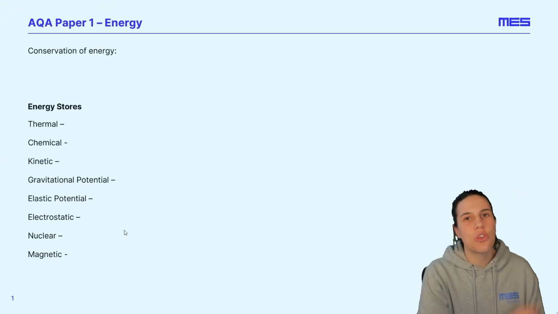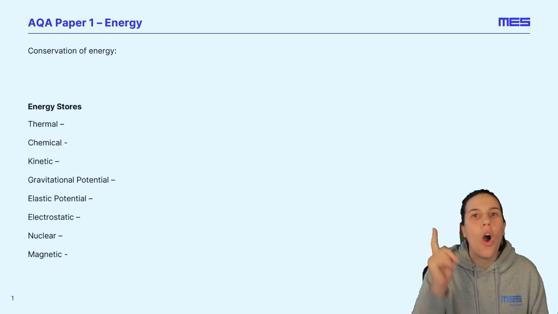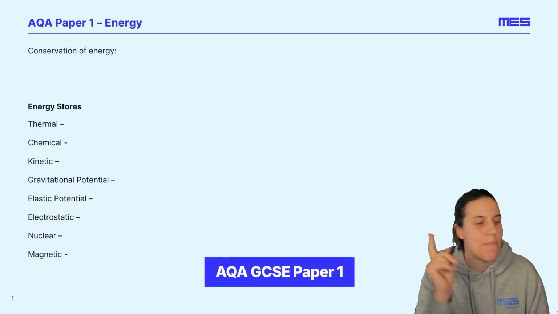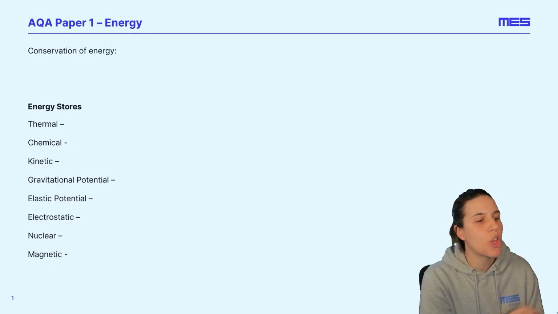Physicists, today we're going to have a crack at going through what I think are the most important parts of AQA GCSE paper 1. So we're going to start with topic 1, energy, and we're going to jump straight in with the conservation of energy.